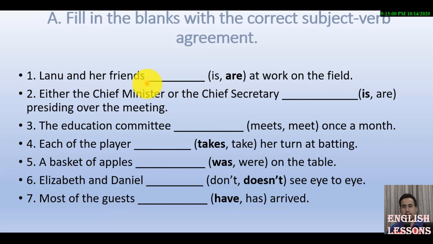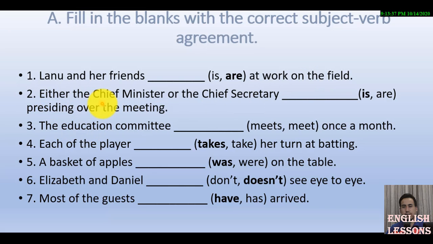Lanu and her friends. The verb here is are, at work on the field. So the subject is Lanu and her friends. This is plural, so the verb also has to be plural. The verb has to agree with the subject here. So Lanu and her friends are. Are is plural here. Are at work on the field. So are is the correct answer.